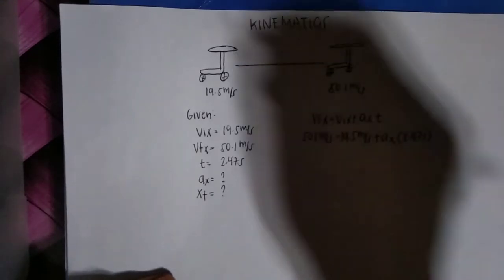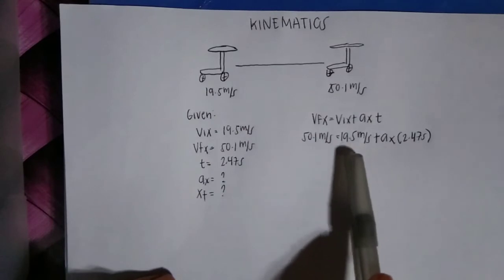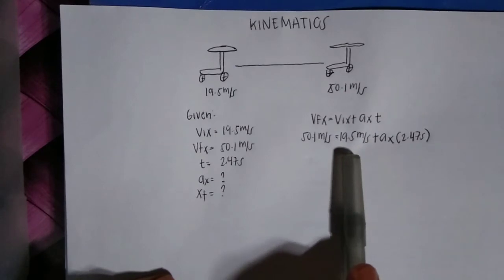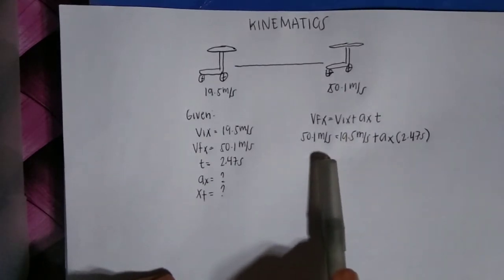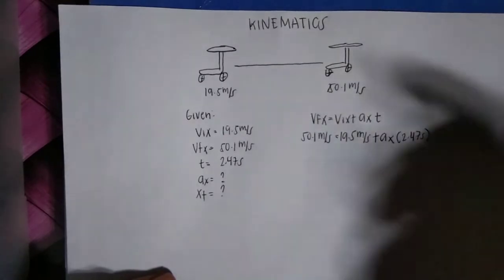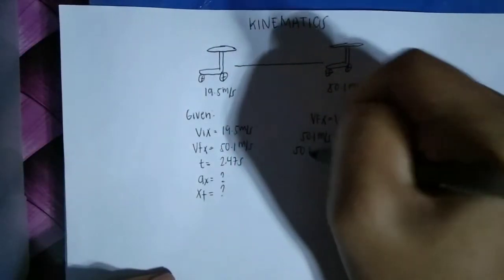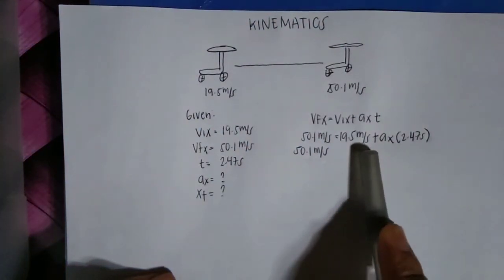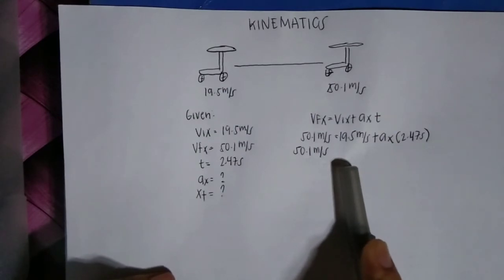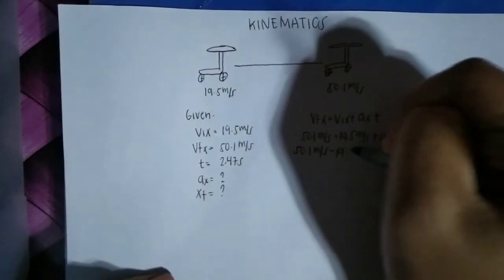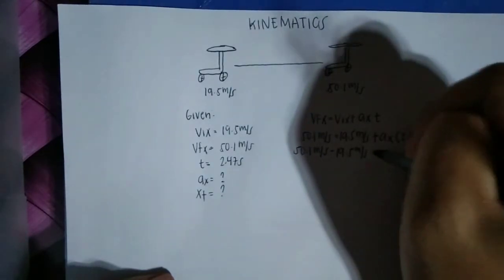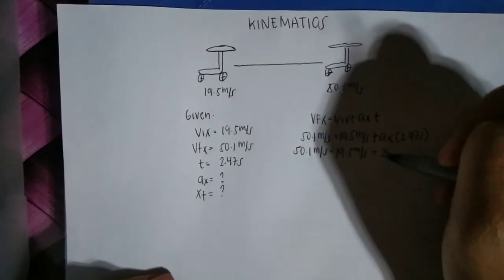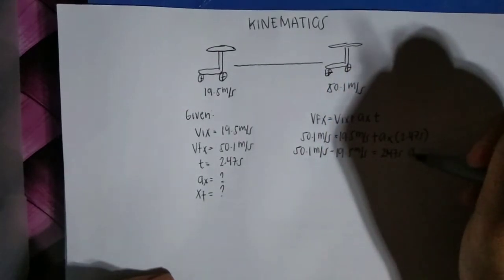So, dahil parehong unit and like terms ang 50.1 meters per second and 19.5 meters per second, ililipat natin sa left side yung 19.5 meters per second. So, magiging 50.1 meters per second. Dahil positive tong 19.5 meters per second, kapag nilipat natin siya ay magiging negative. So, minus 19.5 meters per second is equal to 2.47 seconds acceleration.